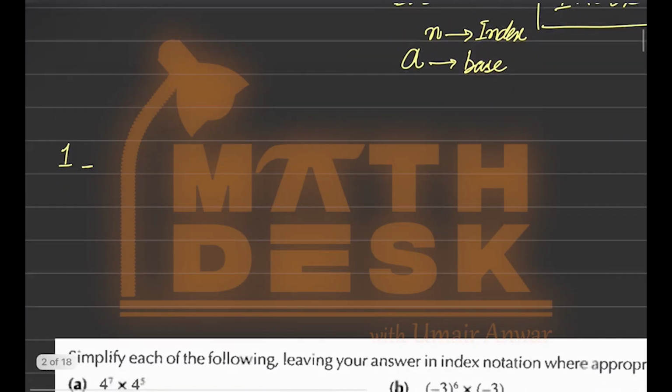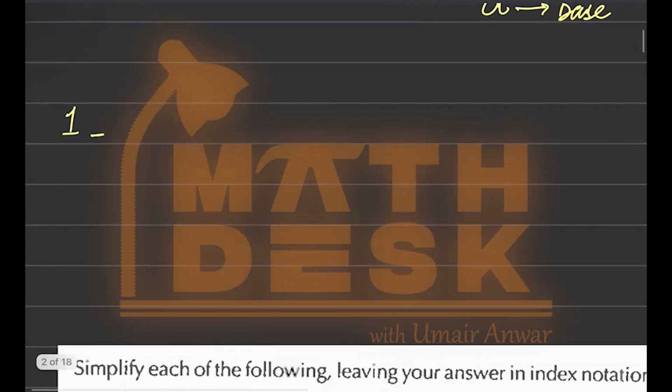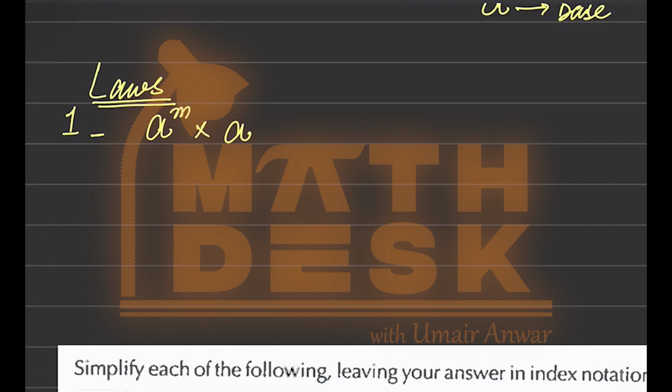There are some laws of indices that we need to know. So I'm starting with the first one. First one says that if you are multiplying two bases and the bases are same, first base has a power or index of m and the other one has n, then according to the first law of indices, we can add the indices and write them over a single base.